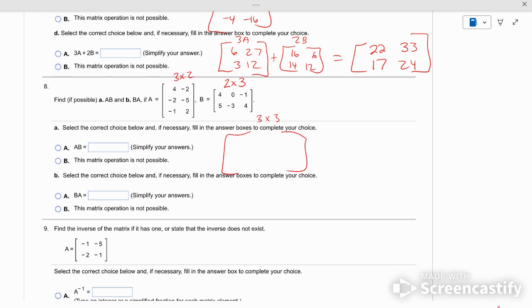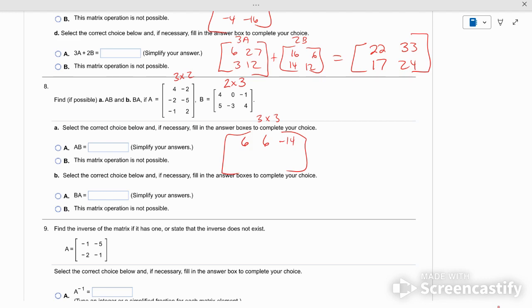So take this row times this column. 4 times 4 is 16. Negative 2 times 5 is negative 10. So 16 minus 10 is 6. First row, second column. 0 plus 6 is 6. Third, negative 4 plus negative 8 is negative 14.